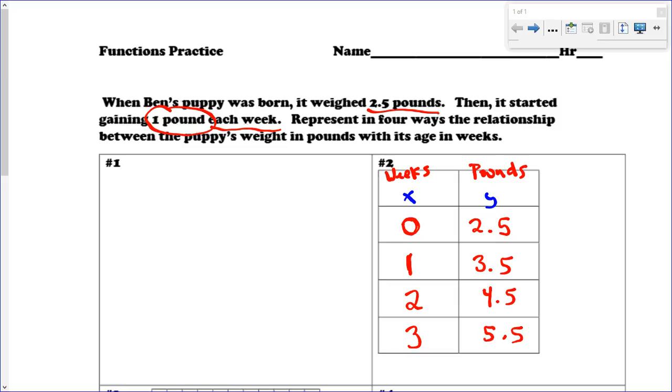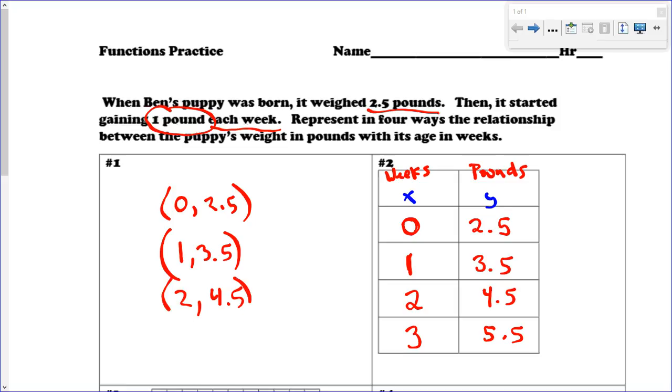This is not difficult. You could keep going. You could add more weeks. You could go up and see further down the road, like 10 weeks, 20 weeks if you wanted to. But for right now, we're going to leave it like this. I'll take from this table my ordered pairs. So my ordered pairs are going to look like this: 0 and 2.5. That's one of them. 1 and 3.5. That's another pair. 2 and 4.5. And finally, 3 and 5.5.